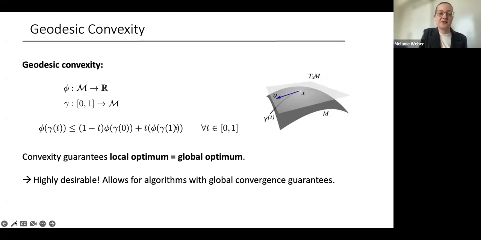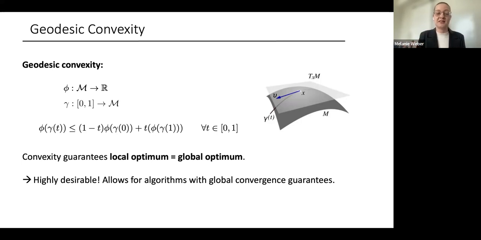So basically, we look at 2 points on a manifold, right? And the shortest path between those 2 points along the manifold can be characterized by a geodesic between them. And then we check our convexity condition for a function defined on the manifold along that geodesic. And that notion of convexity has in the optimization context the same nice properties that we also have in the Euclidean setting. So if our objective function is convex, we are guaranteed to have a global optimum.